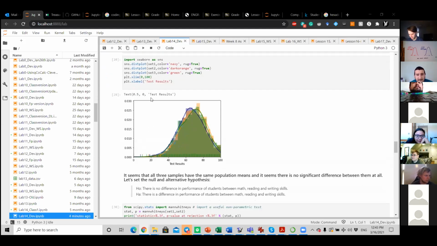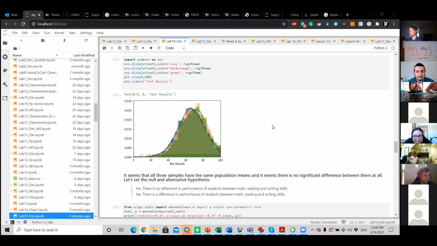So looking at this, we know that my set 3 is green, my set 2 is dark orange, and my set 1 is blue and not purple. Do you think they are coming from the same distribution? Do you see any difference that you believe can be significant? I stand by my original. I think the math is going to prove a different distribution, and the reading and writing are going to prove the same. Okay. They look similar, but they are different.